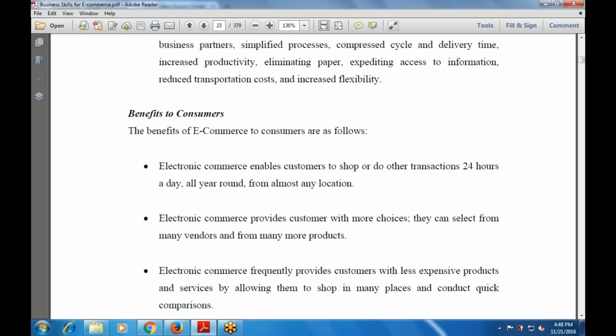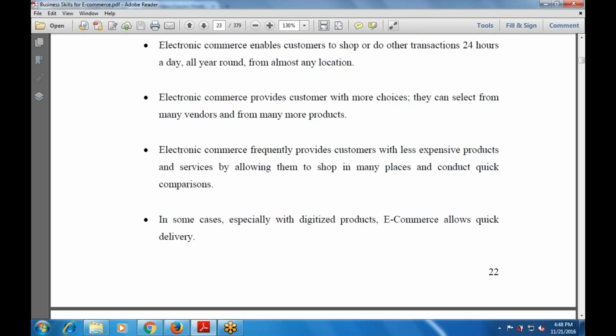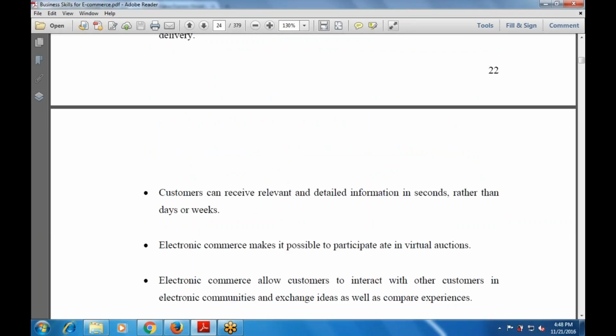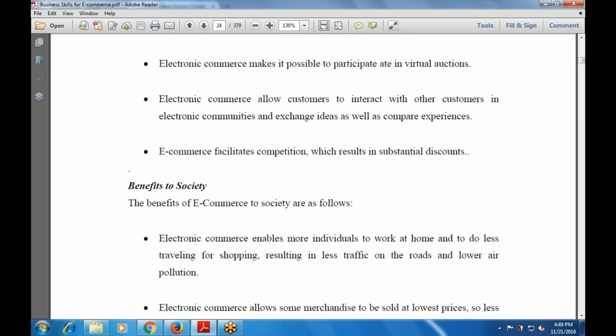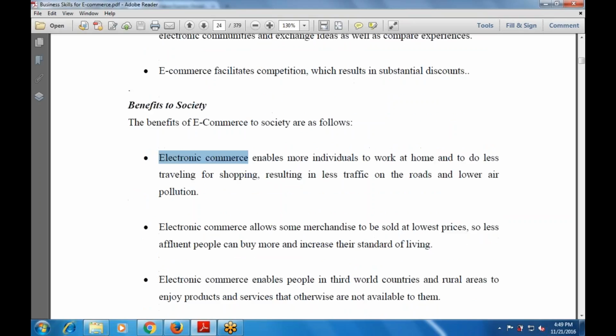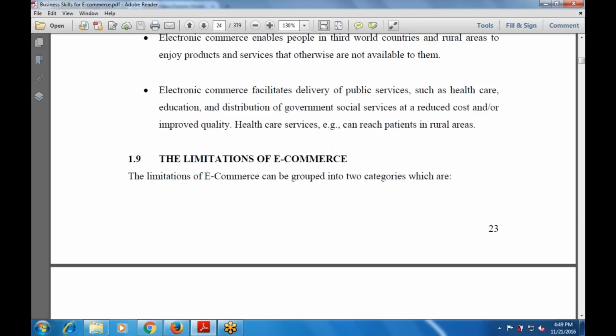Then benefits to the consumers also. E-commerce enables the consumer to shop or do transactions 24 hours a day, 365 days in a year, which I already discussed. It is also possible to participate in a virtual auction, that is the auction sale, which is C2C. Then what are the various benefits to the society? This enables more individuals to work at home and do less traveling for shopping, resulting in less traffic on the roads and lower air pollution. This also allows merchandise to be sold at the lowest prices.